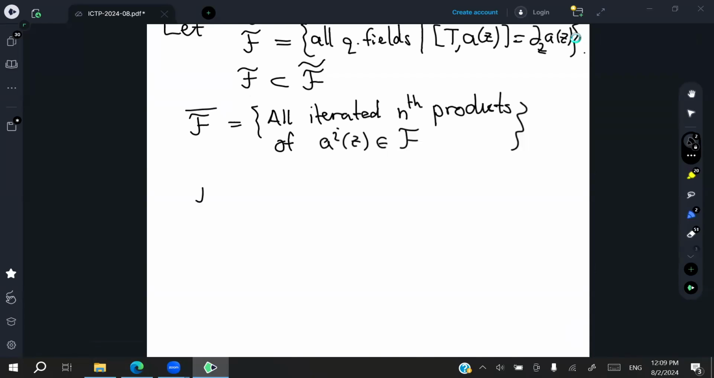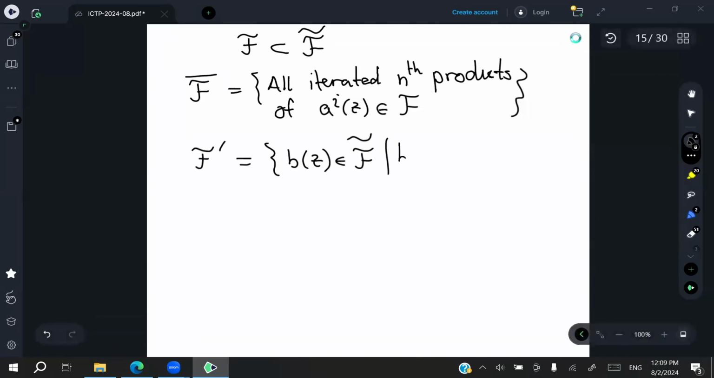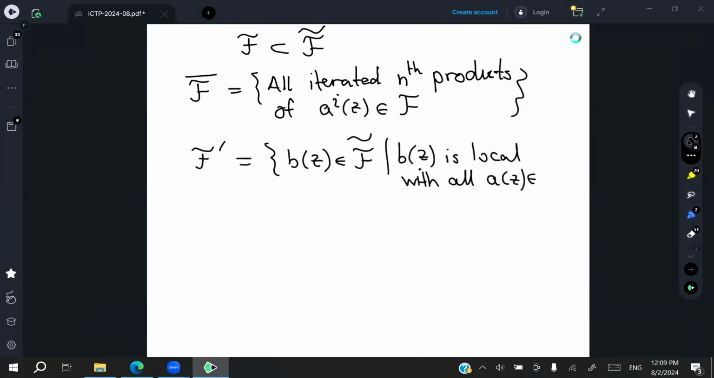And I'm also going to do the following thing, F prime, which is going to be the set of B, the sort of translation invariant quantum fields with the property that B(z) is local with all the fields in F, okay? So you think of this as a sort of commutant in a sense, right? So we have a bunch of fields F, and then we take some field which is local with all of those. Okay, so in particular, since F consists of mutually local fields, F should sit inside F prime.